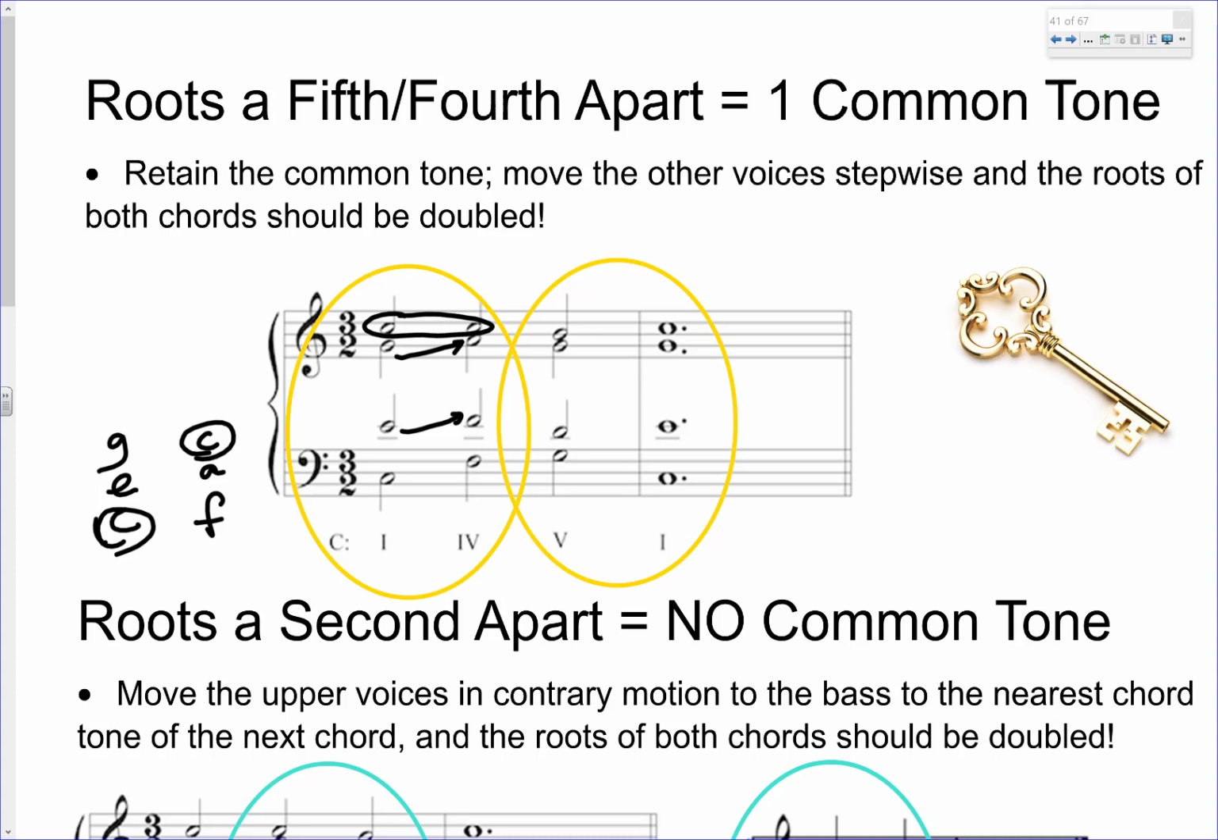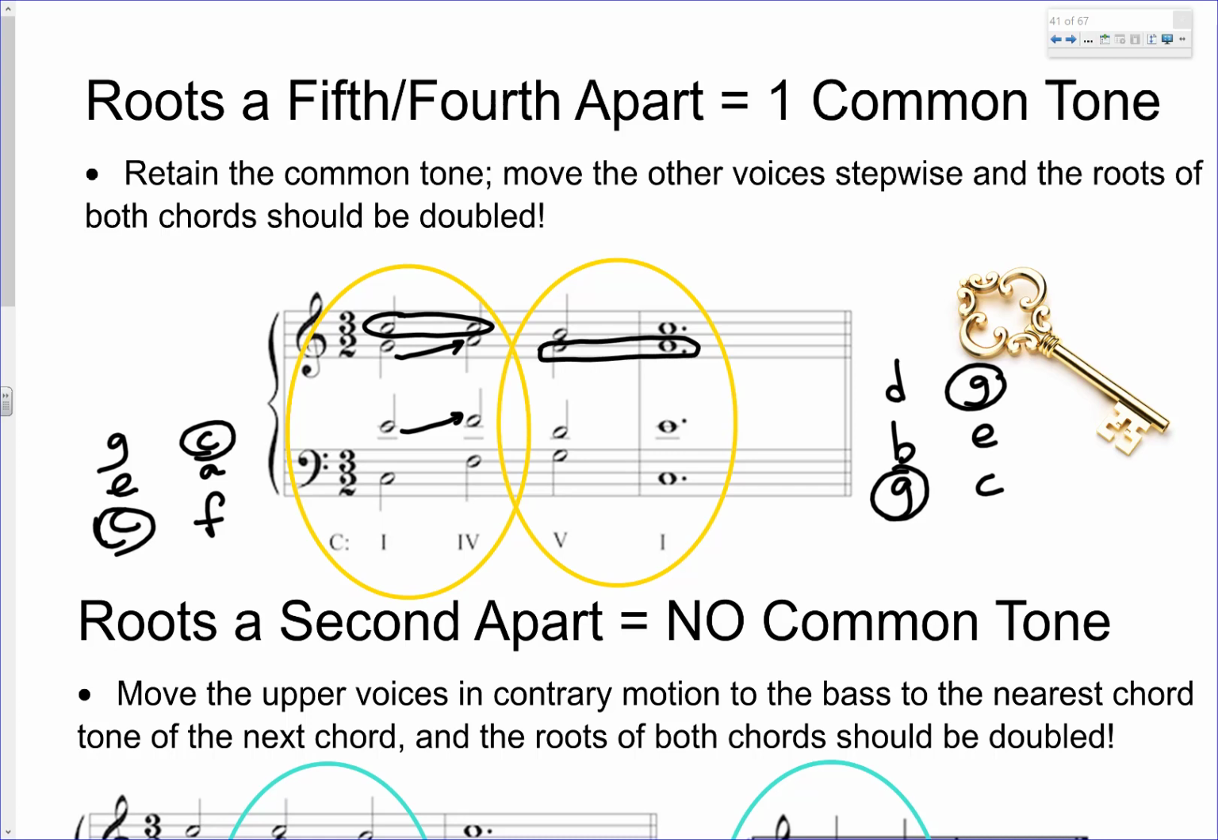In the second yellow circle, we have the 5 chord going to the 1 chord. The roots are a fifth apart. The 5 chord in the key of C is G, B, D, and the 1 chord in the key of C is C, E, G. The common tone, I'll circle, is a G. And notice the common tone right here, that G, is now in the alto voice.